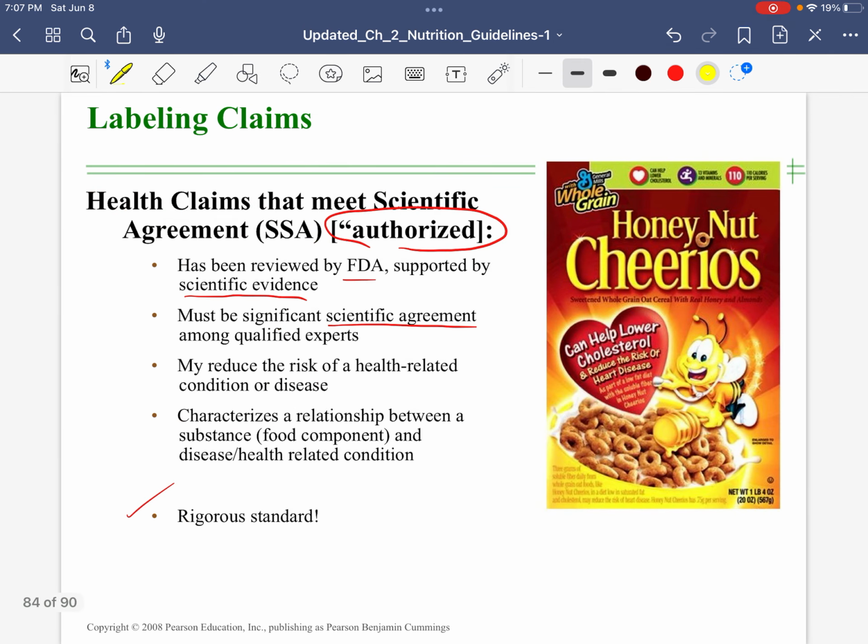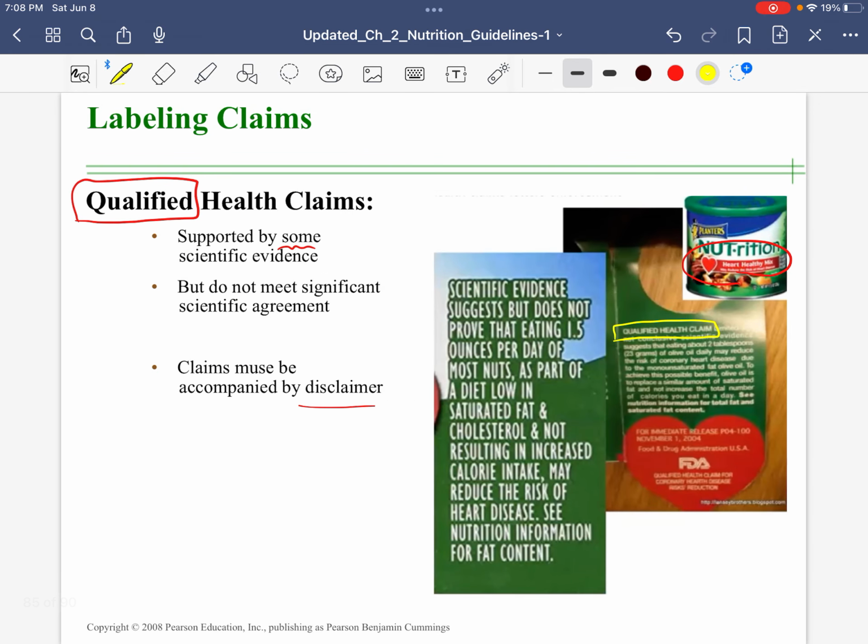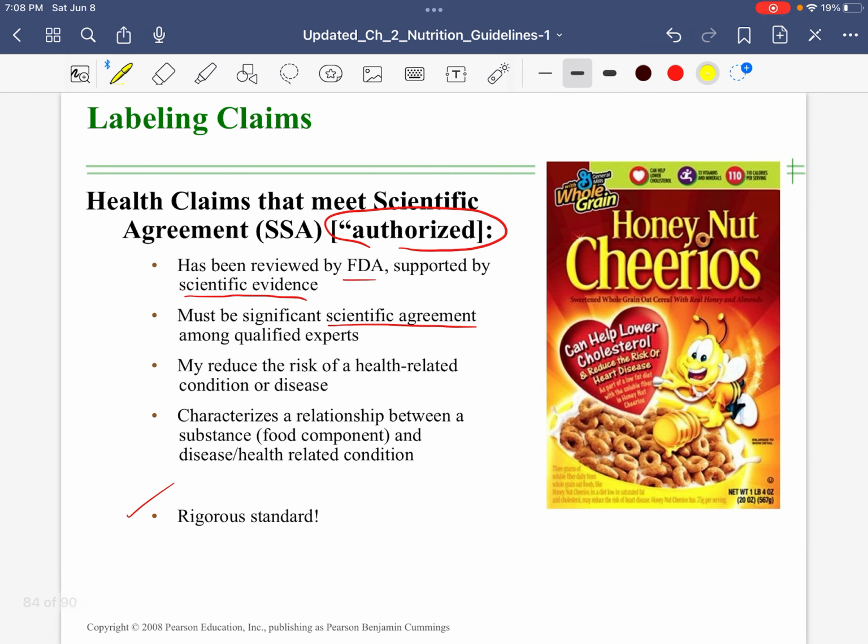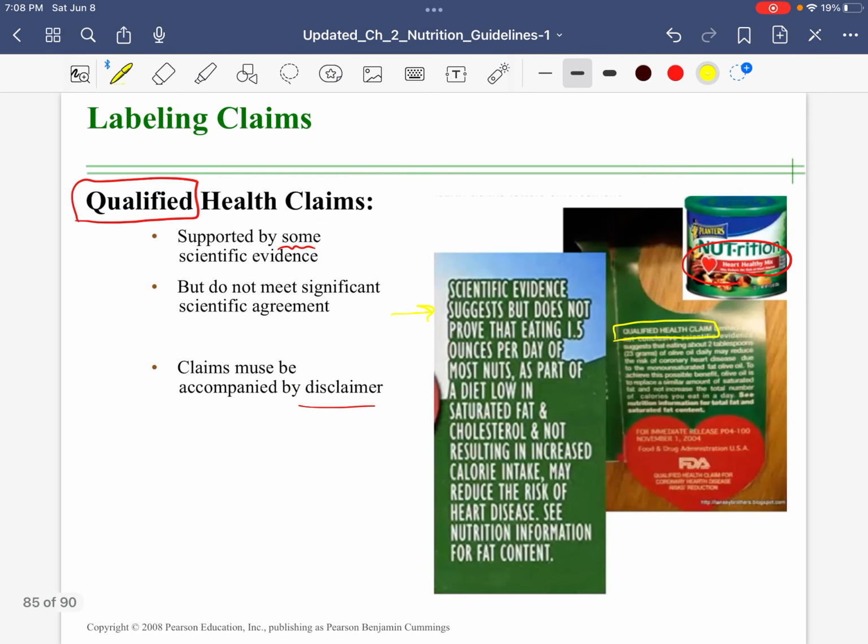So look carefully. You might just look at the front of the box and see this. Look for the disclaimer. If you see a disclaimer below it or on the back, then you know it's a qualified health claim, not as stringent, right? When we zoom in on the disclaimer, scientific evidence suggests, but does not prove, that this can actually lower your cholesterol, be healthy for your heart. So there's an authorized health claim, meets a rigorous standard, no disclaimer needed. And there's a qualified health claim where there's some evidence, but it's not specifically supported, and there must be a disclaimer.